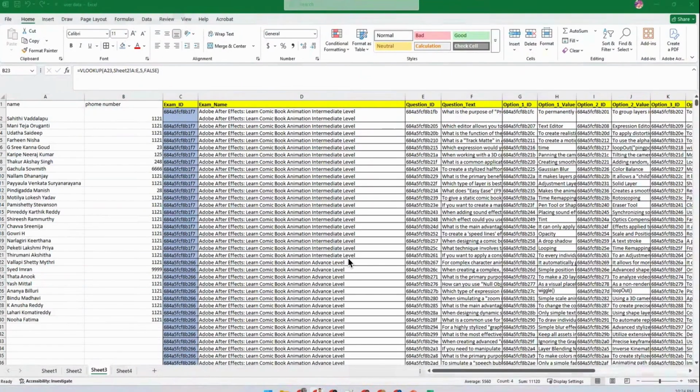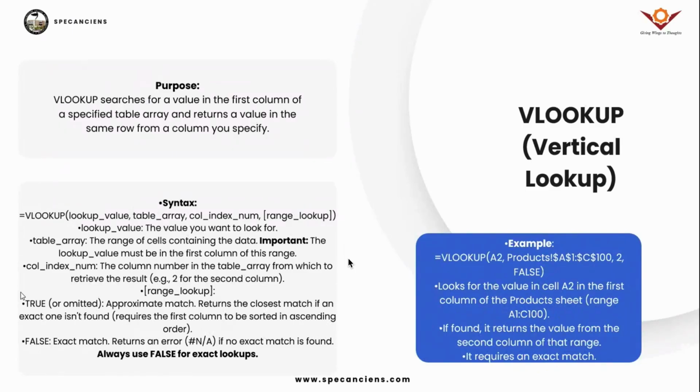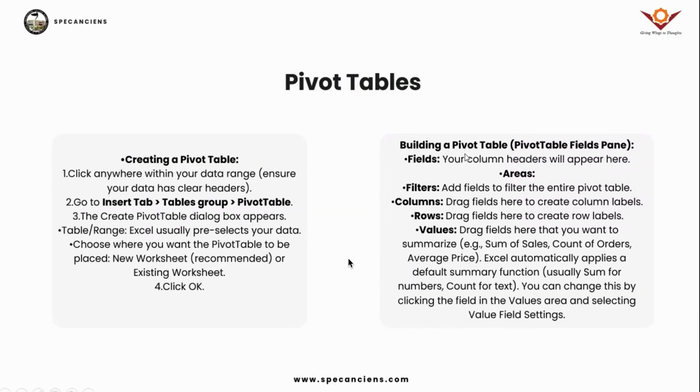So once we are done with VLOOKUP, we will look at the next topic. The next topic and the last topic is pivot tables. Has anybody heard of pivot tables, or has anybody ever worked with this kind of table? Please let me know.